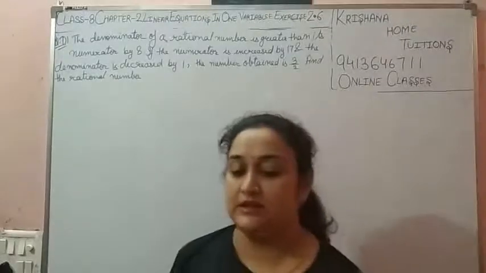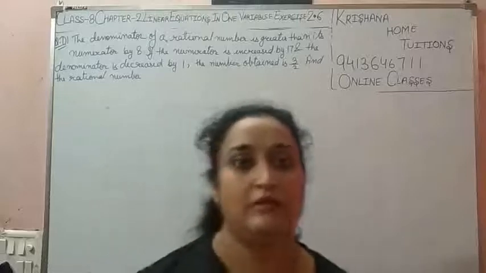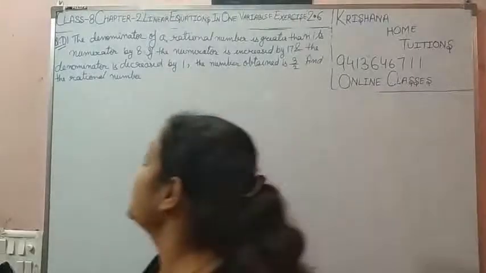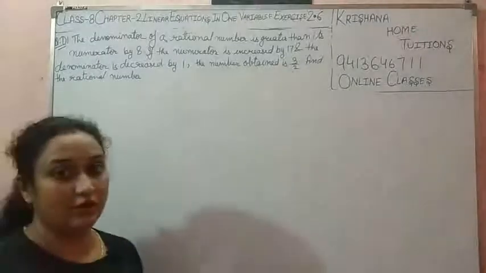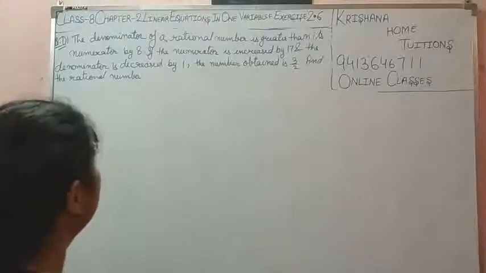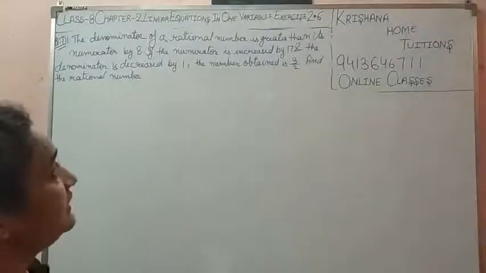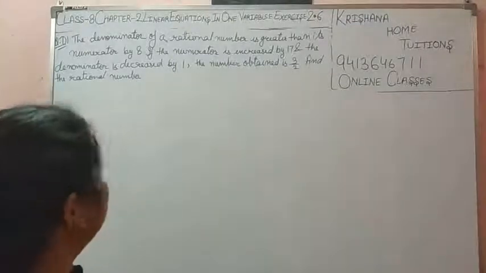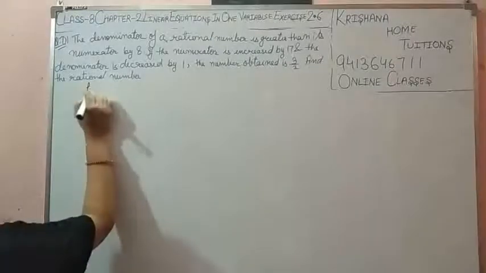So children, this is the last question of this exercise and this chapter also. Here our chapter will be completed. So this is a question on rational numbers. A rational number has a denominator as well as a numerator. And what is the relation given between them? The denominator of the rational number is greater than its numerator by 8. Means the numerator is smaller. So I am assuming the numerator.